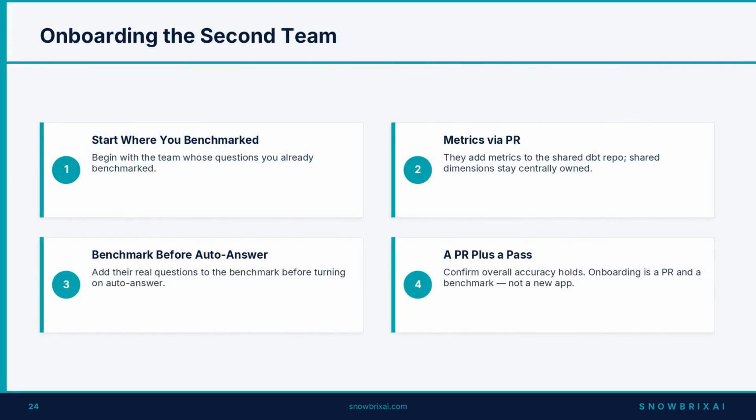Now you scale to a second team. Start with the team whose questions you already benchmarked. They add their metrics to the shared DBT repo through a pull request, but the shared dimension stays centrally owned. Add the real questions to the benchmark before you turn on auto answer for them. Then confirm overall accuracy still holds as the definitions merge in. Onboarding a team is a pull request plus a benchmark pass, not a new app, not a new model.